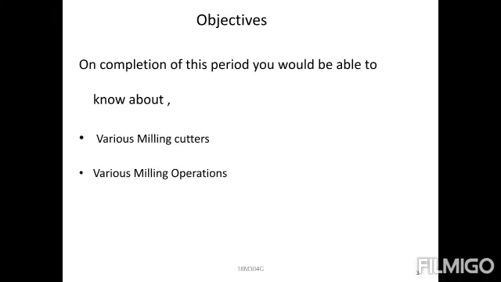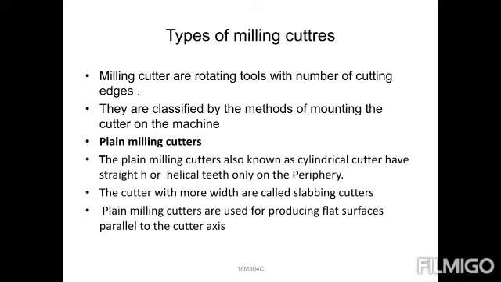Next you can observe various milling cutters, and next are the various milling operations. There are the plain milling cutter, the side milling cutters, and the interlocking type of milling cutters. There are different types of milling cutters, and each and everything we need to discuss. What are the types of milling machine?